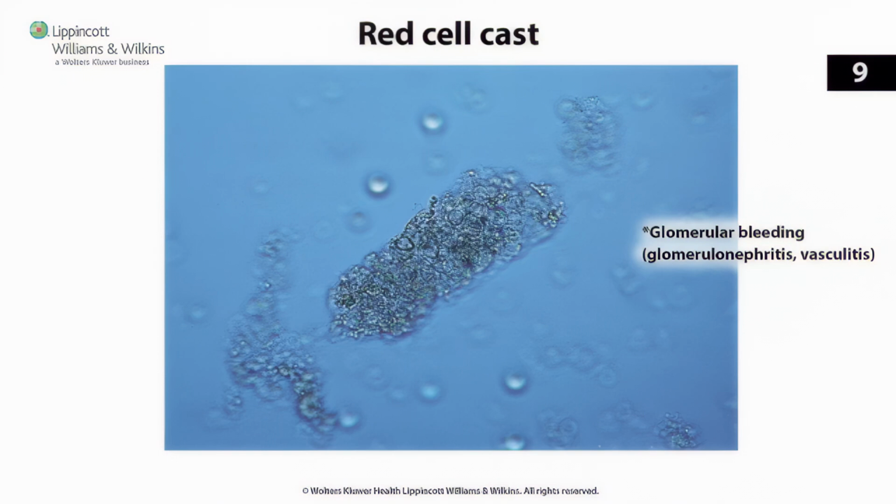RBC casts indicate there's some type of glomerular bleeding, such as glomerulonephritis. These will appear yellowish brown in color, with red cells embedded in the cast. Now, don't get this confused with red blood cells. This is not the same thing as hematuria. Red blood cells in the urine can indicate pathology anywhere in the urinary tract. Red cell casts indicate pathology up in the kidney.